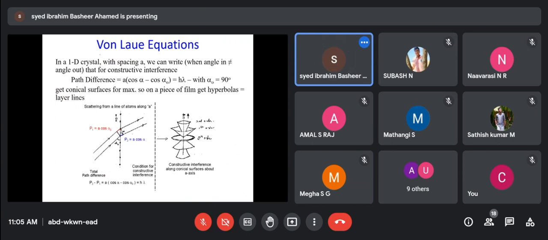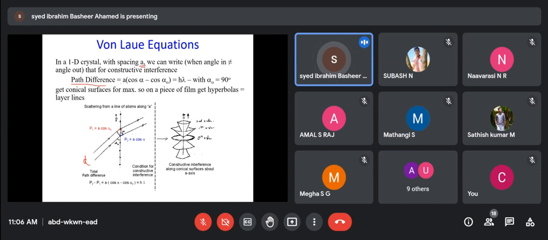So now we come to the Laue equations. The Laue equations again set a condition for diffraction. In a one-dimensional crystal with spacing a, the spacing a is the same thing as d. So far we have used the term d, so don't get confused. With spacing d, we can write the condition for constructive interference, the path difference.